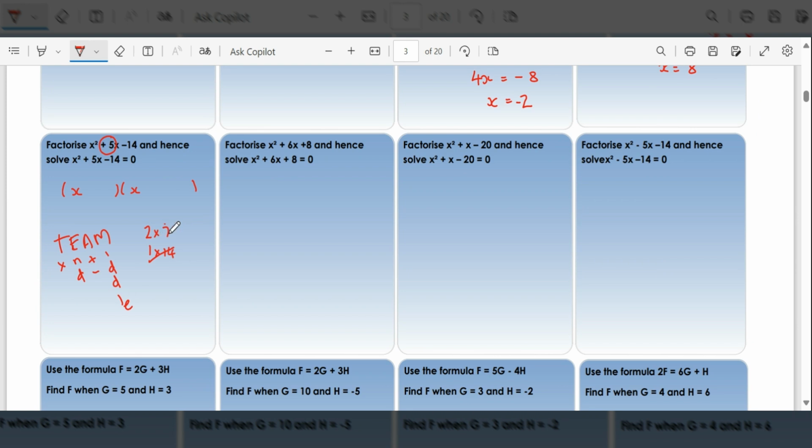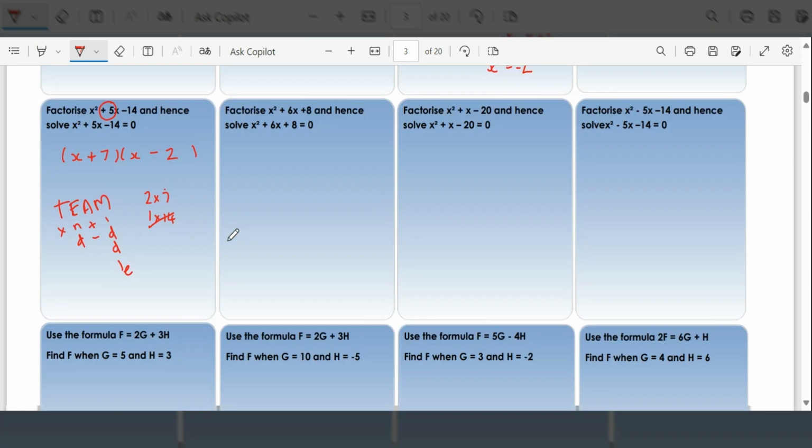To make 5, though, I wouldn't add them, right? Because 2 add 7 is 9. But to make 5, I'd take them away. So the 7 would need to be positive, but the 2 would need to be negative. And that's how you factorize those. But again, I'll do more on that for paper 2.